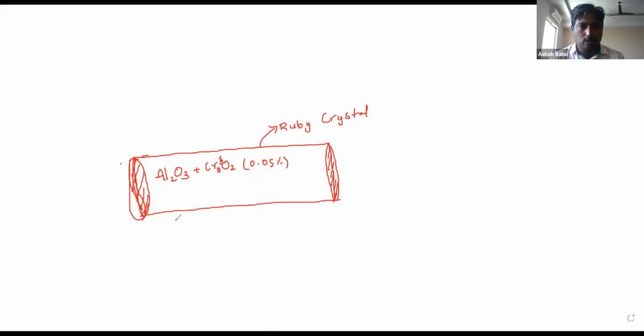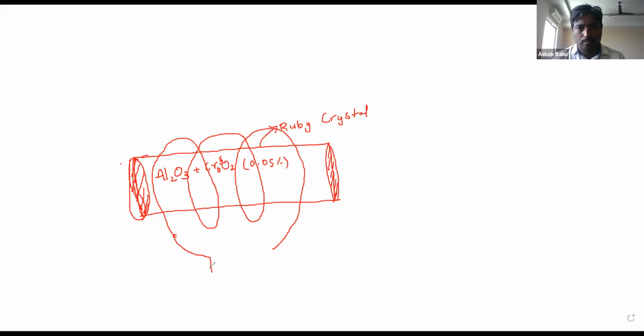This ruby crystal I am keeping in a xenon flash tube, a helical xenon flash tube, which is connected to the power source and capacitor bank. The capacitor bank, and this is the battery.